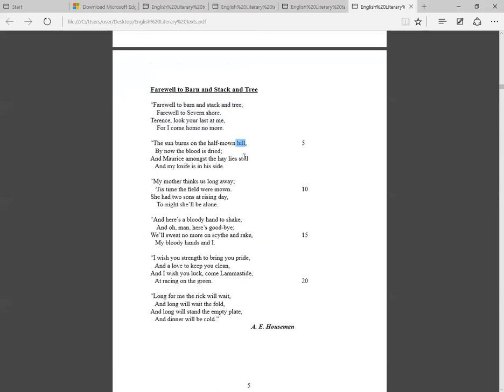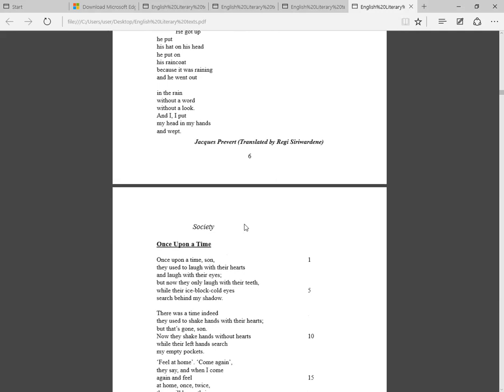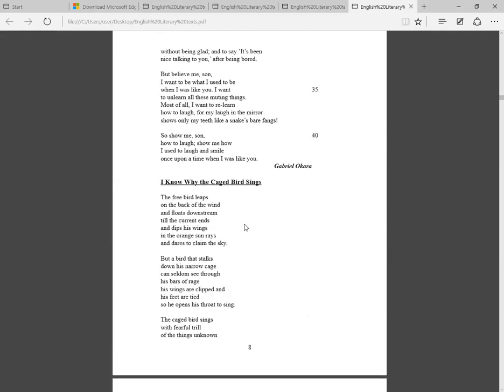Hill, A. Still, A. Dried, B. Side, B. Away, A. Day, A. Mourn, B. Alone, B. Shake, A. Buy, B. Raid, A. I, B. A, B, A, B. Is that clear? Yes, sir. We'll see another one. Another different rhyming.